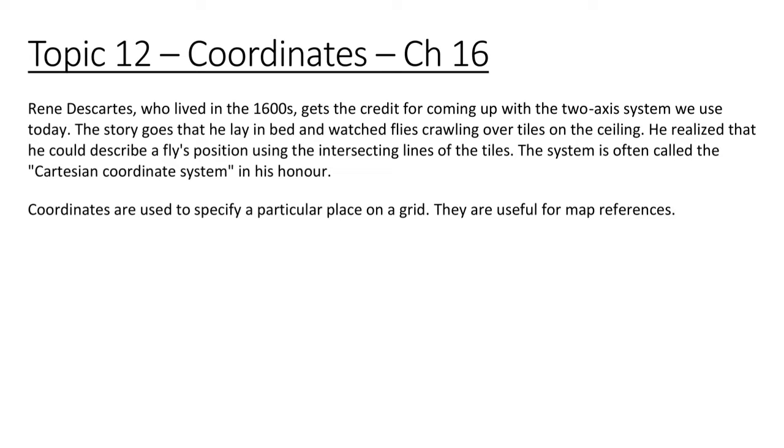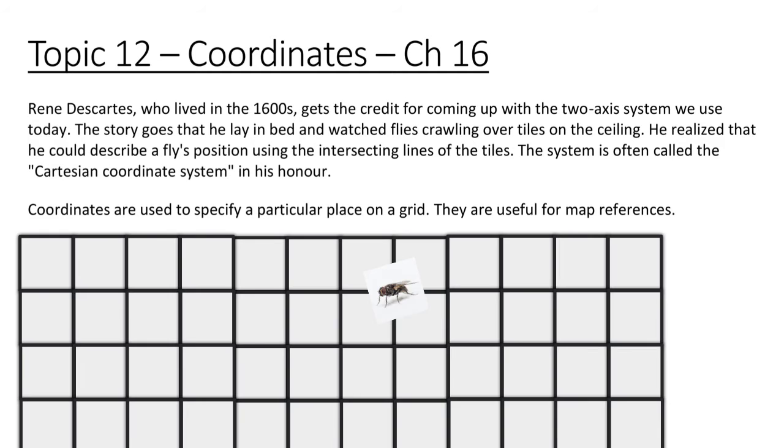In this video we're going to look at coordinates. René Descartes, who lived in the 1600s, gets the credit for coming up with the two-axis system that we use today. The story goes that he lay in bed and watched the flies crawling over tiles in the ceiling. He realised he could describe a fly's position using the intersecting lines of the tiles. This system is often called the Cartesian coordinate system in his honour.